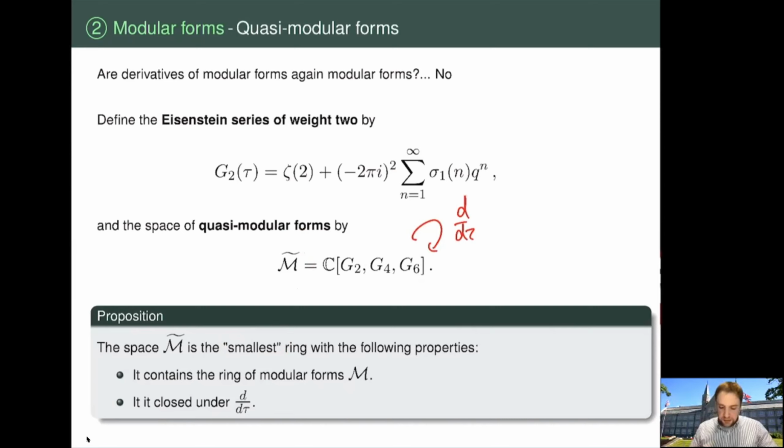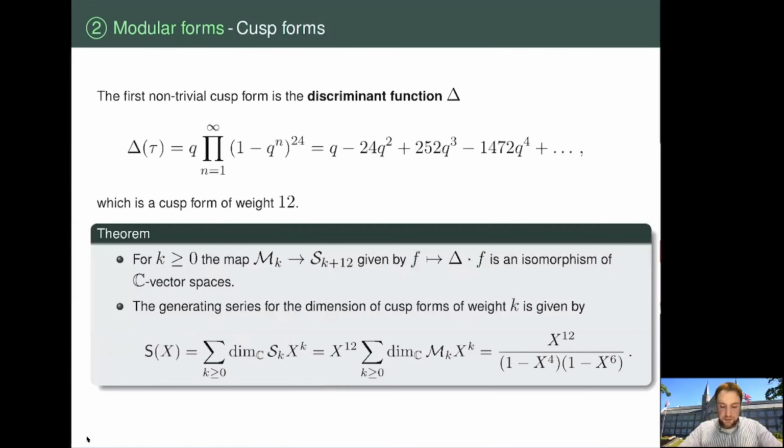Okay, and now, we also defined cusp forms. So these were modular forms where the constant term vanishes. And so the first example for a cusp form is the delta function, which can be defined by this product here. But I said before that G4 and G6 are the building blocks of modular forms. So you can also write this as some factor times G4 cubed plus some factor times G6 squared.